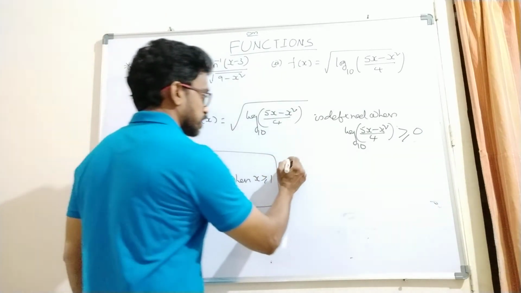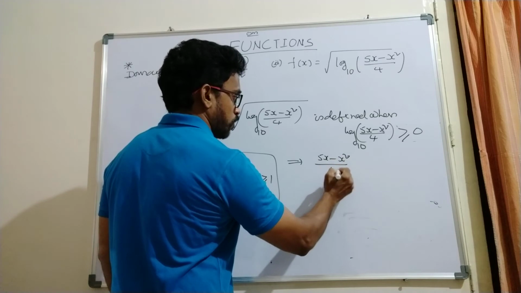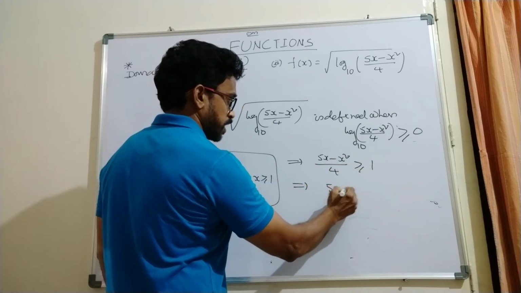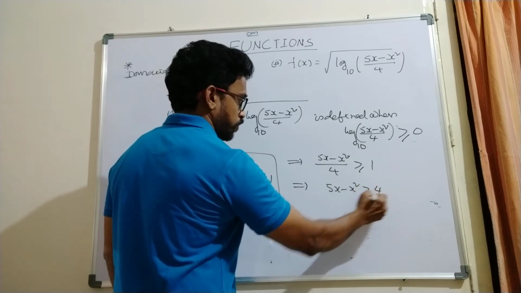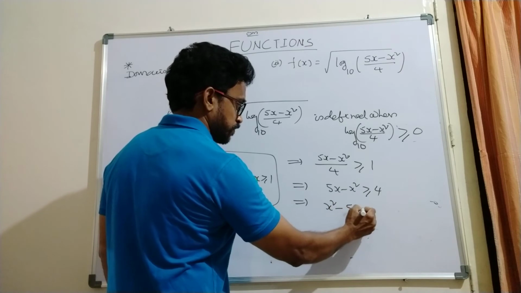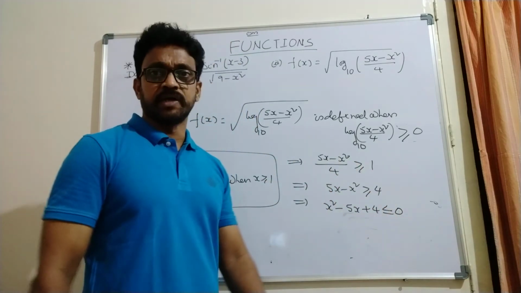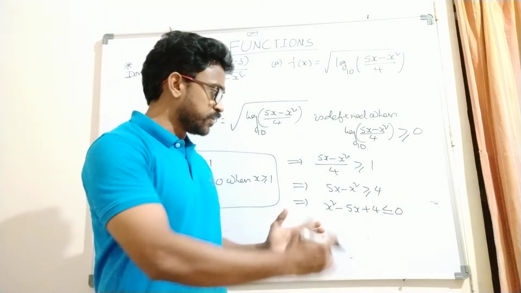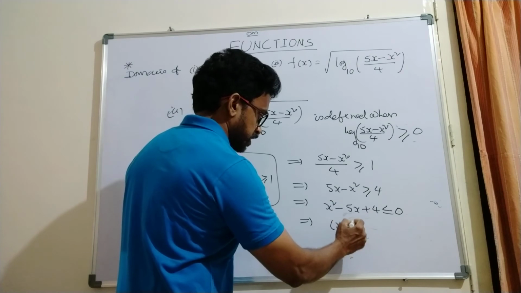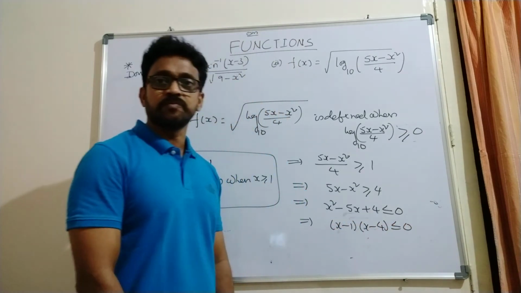So what happens? That implies (5x minus x square) by 4 is greater than or equal to 1. That implies 5x minus x square is greater than or equal to 4, or x square minus 5x plus 4 is less than or equal to 0. Just interchange the terms to get this inequality. So now you can solve it. That means, very clear, (x minus 1) into (x minus 4) is less than or equal to 0.